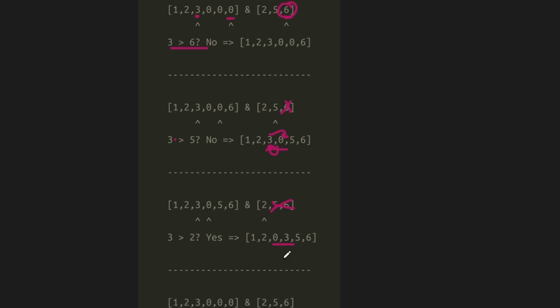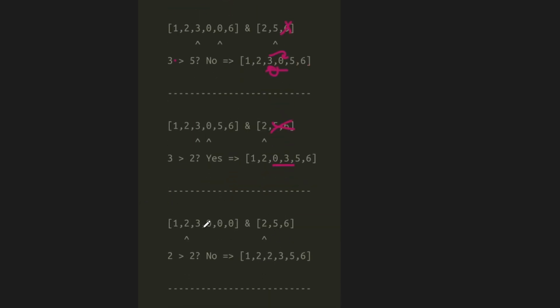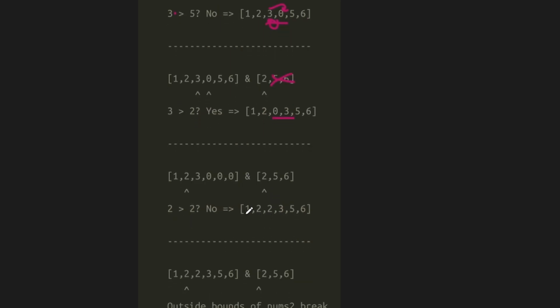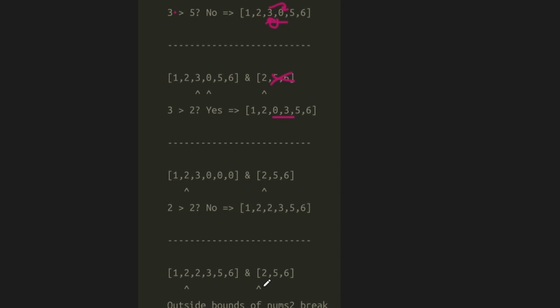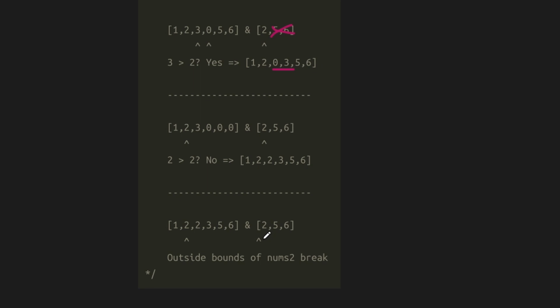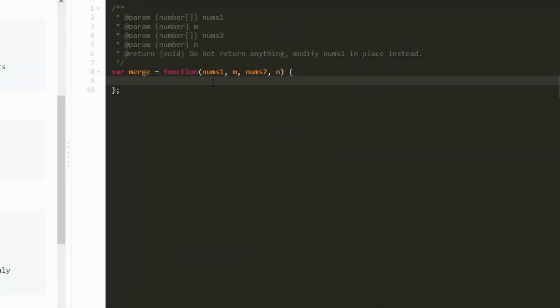Okay? So then we have 2 and 2, so it doesn't matter which one we use. So we're going to use the 2 from the nums2 array, and that replaces the 0. We decrement it, and now it's at -1, so we're outside of the nums2 array bounds, so we're going to break out of it. Right, so we're not supposed to return anything out of this, so if n is equal to 0, we just return.